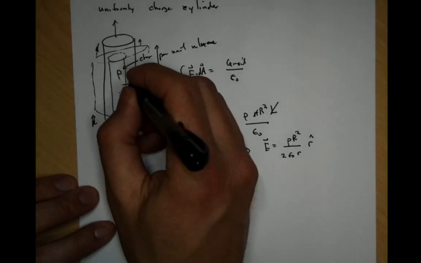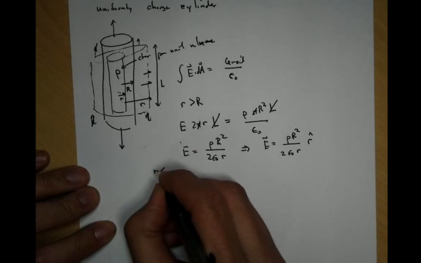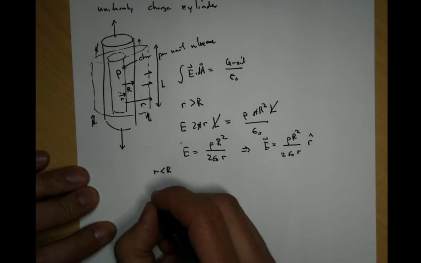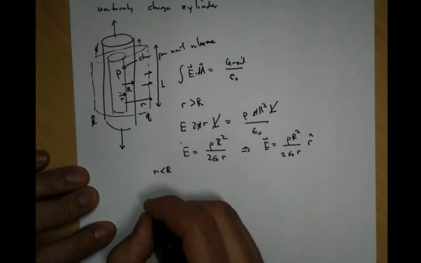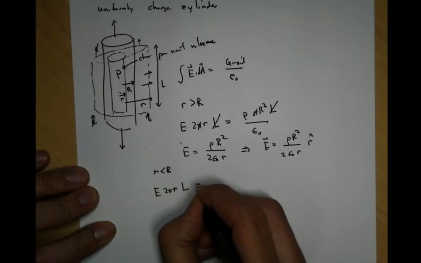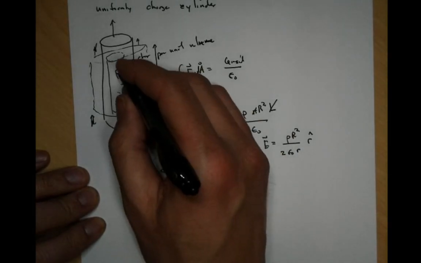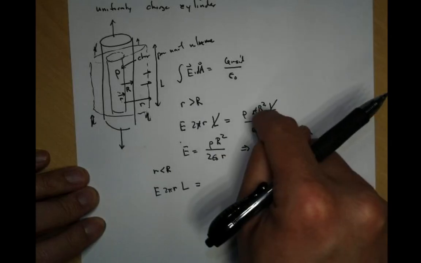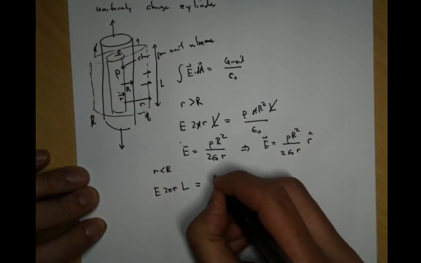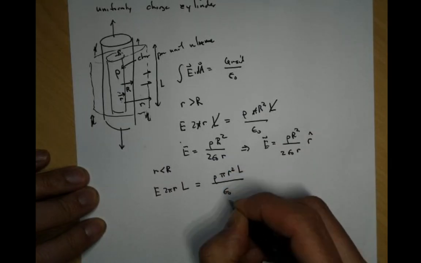Next, let's imagine I take a smaller cylinder on the inside, so r less than capital R. The left-hand side stays the same as before: E times 2 pi r L is equal to... Now let's look at the right-hand side, which is the hard part. This doesn't contain the entire charge, but only a small amount. So it's going to be rho times pi little r squared times L, over epsilon naught.